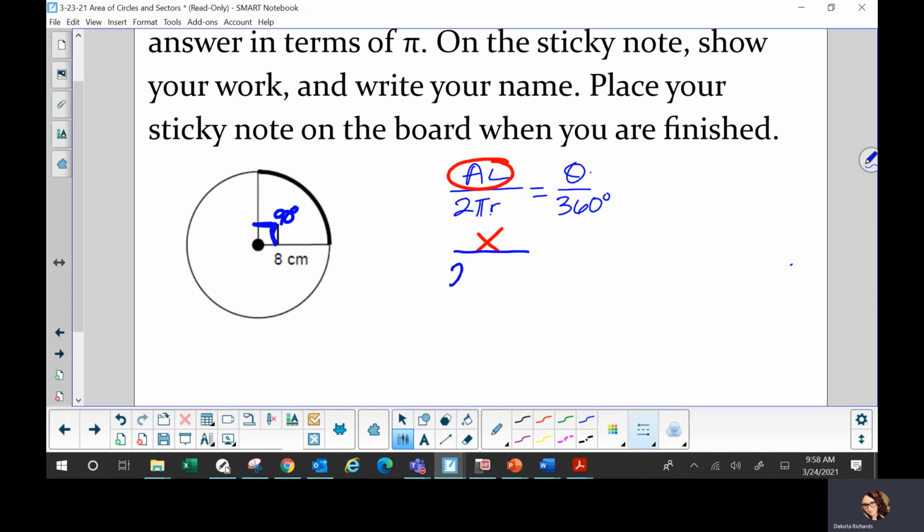Okay, what is r? r is 8. What is the arc measure? What is theta? 90. And that's over 360. Remember, those are in degrees. Now we can cross multiply. I like to do the side with the x first. What's x times 360? 360x.